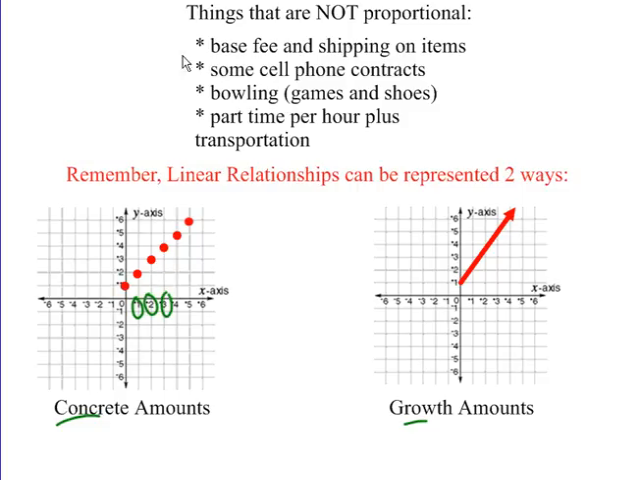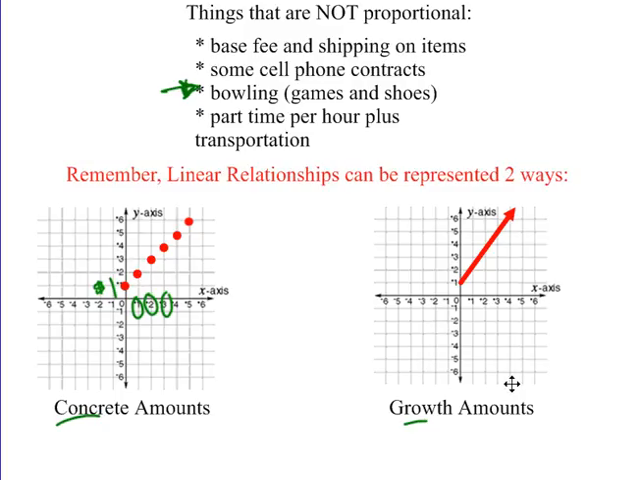So those things are going to be dots. And we'll use the bowling example for shoes. Let's say it's $1 for shoes, and then it's $1 a game. So just to get one game, it's going to cost me $2. Two games is going to be $3. There's no half games, so I'm not going to have anything in between there.